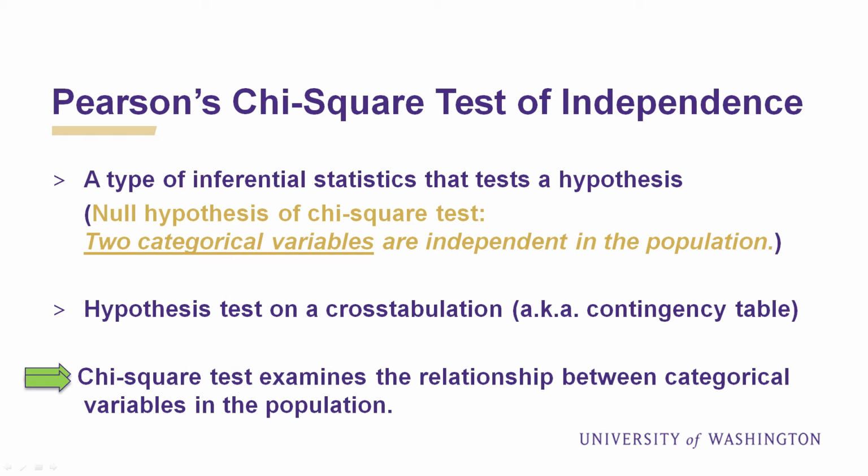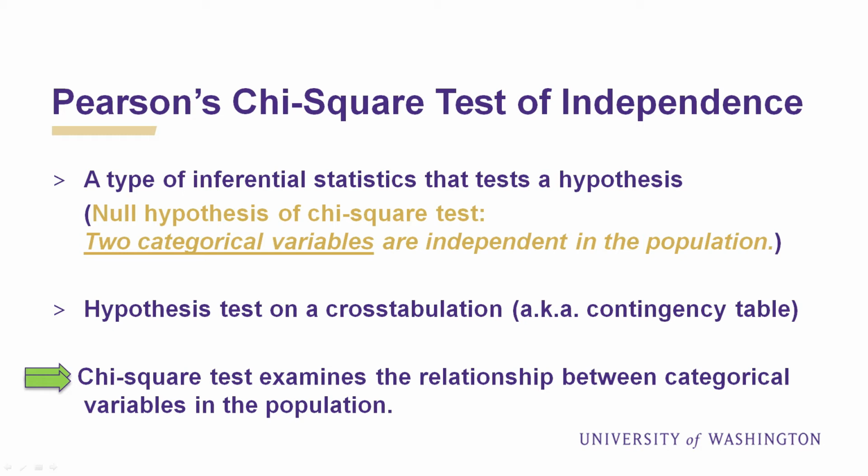So all in all, here is the one essential thing you should remember. Chi-square test examines the relationship between categorical variables in the population. Remember that chi-square test is for categorical variables, not for interval or ratio variables.